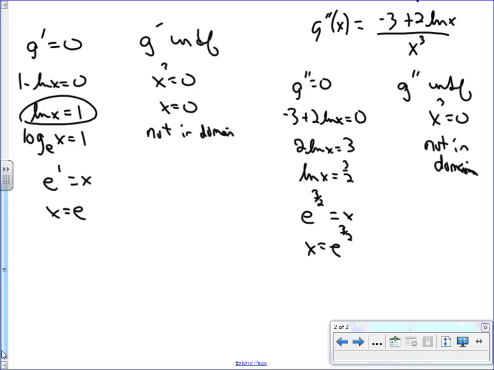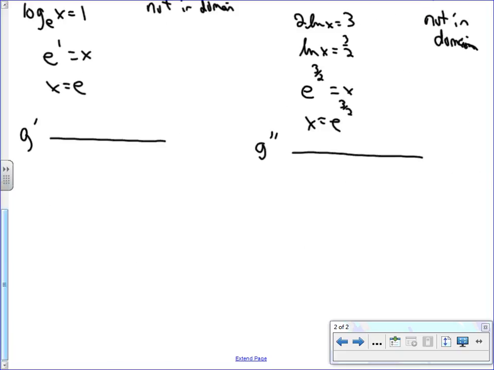Okay. All right, we're off. Now what? Now we interval test. We write G prime and we write G double prime. You can put these interval tests one above the other. You may find you like that better. I'm just kind of keeping them all lined up.